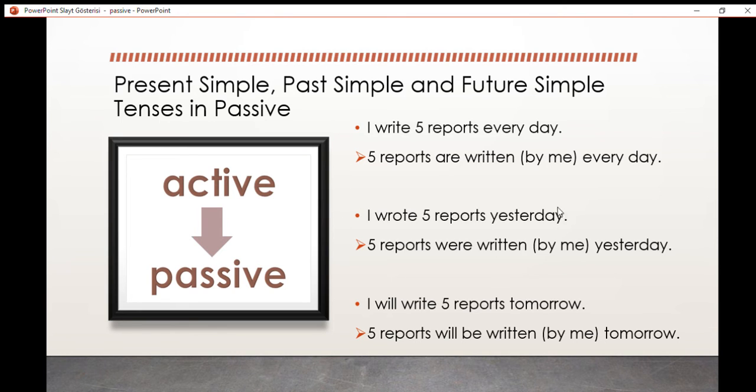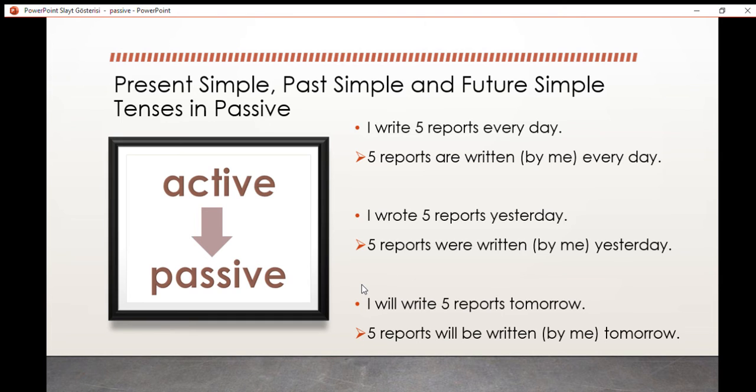Now, second sentence, I wrote 5 reports yesterday. Now this is a past simple sentence. Again, the object is 5 reports, so we put it in the beginning of the sentence. And this is a past simple tense, so the correct form of be would be was, were. And because it's plural, 5 reports, I put were. 5 reports were. Third form, written. 5 reports were written by me yesterday.